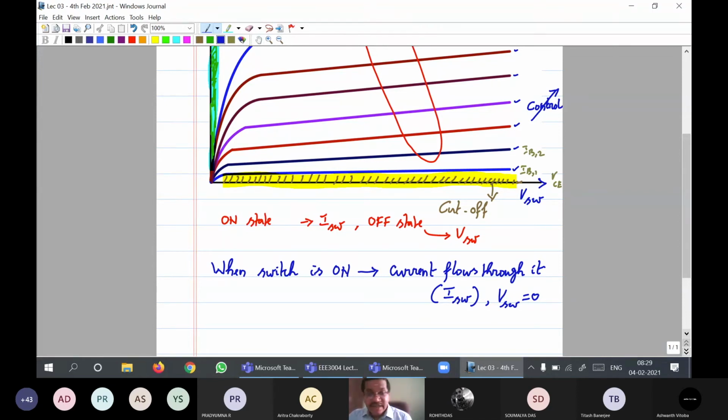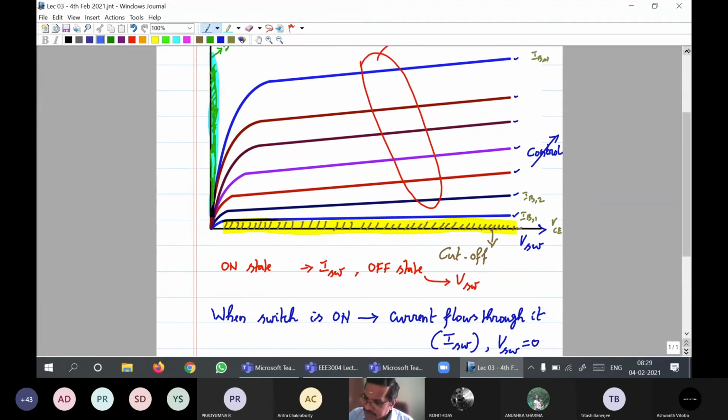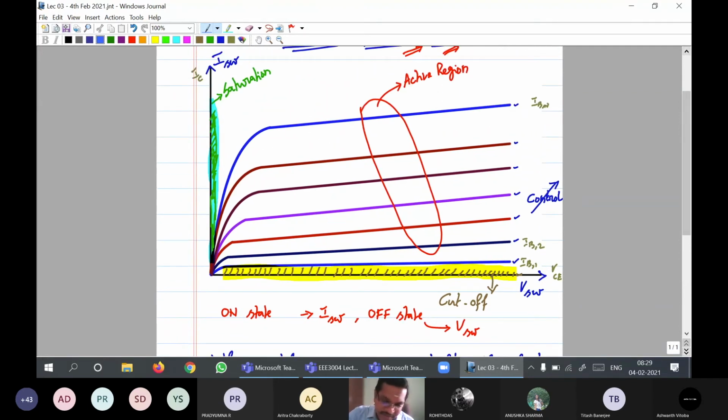Now, did you understand this? Any doubts? On state, did you understand? Yes, sir. Good. Now, let us try to find out what happens when the switch is off. Pretty easy, because you have understood on state. This you will be able to answer.